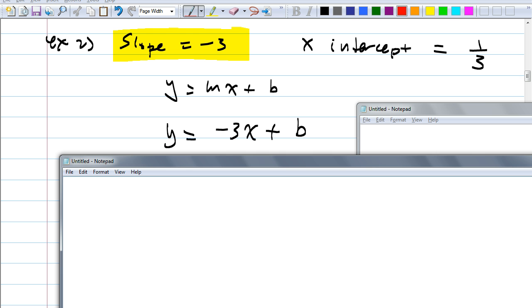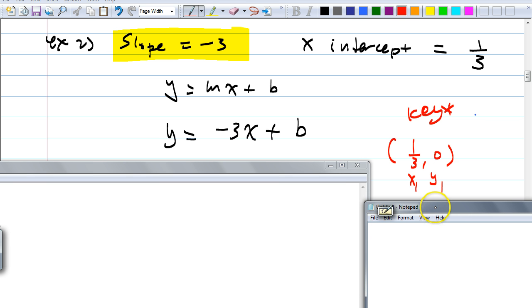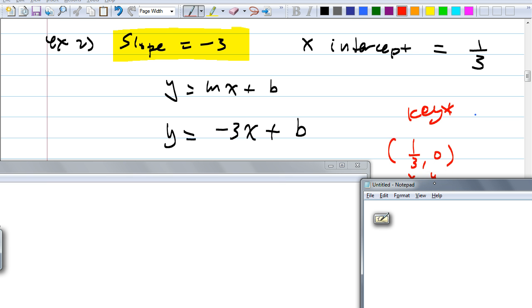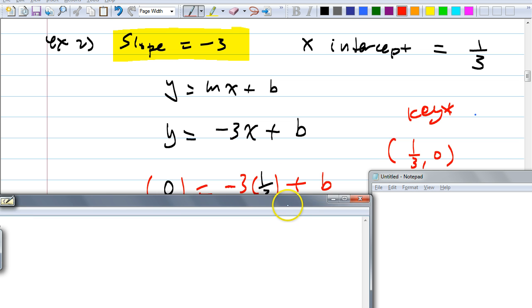So what is your a here? 1/3. So what's the ordered pair for this x-intercept? Here's the key. X-intercept is 1/3 comma 0. Would you not agree? So knowing this, isn't this x-intercept a solution to this equation? Yes, because it's part of this line. So guess what I'm going to do? Plug in y equals 0, plug in x equals 1/3, and that will get you b. Look what happens when you plug in like this.